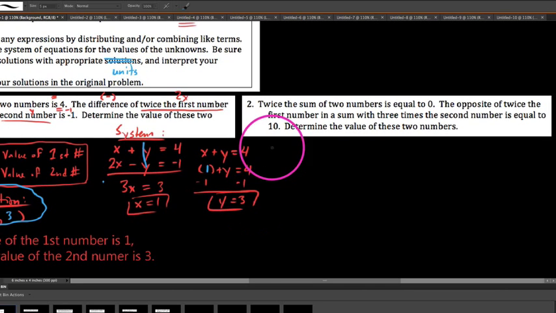It says, twice the sum of two numbers is equal to 0. The opposite of twice the first number in a sum with 3 times the second number is equal to 10. What we want to do is determine the value of these two numbers.